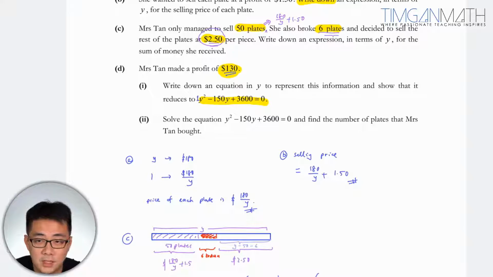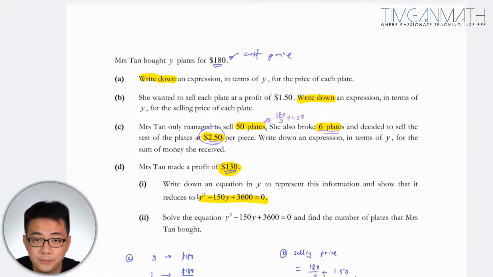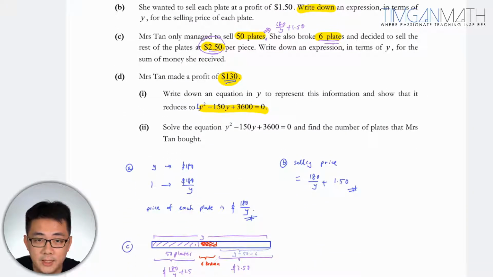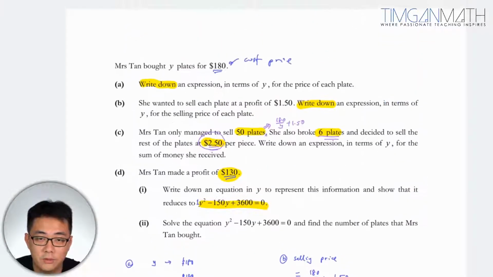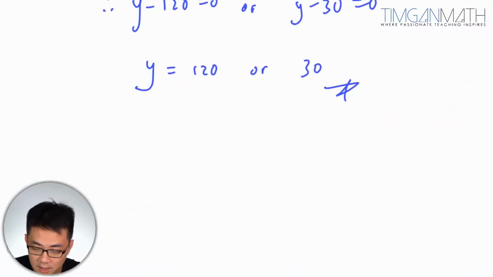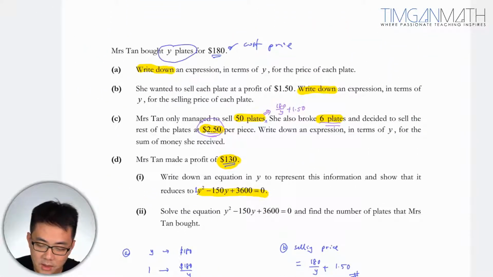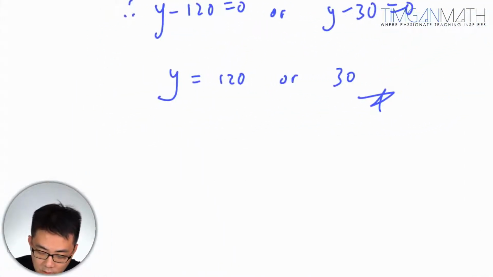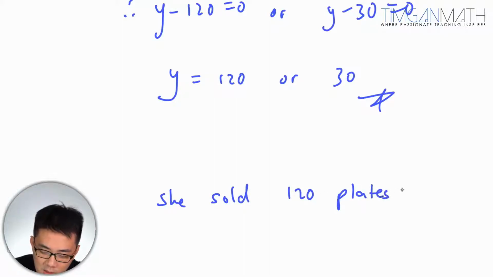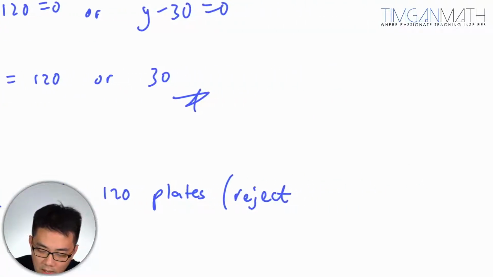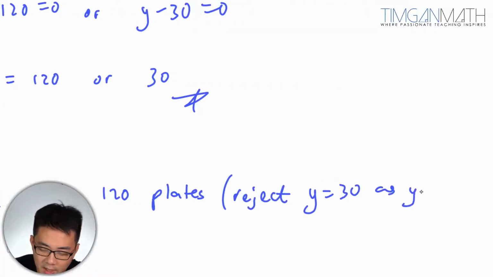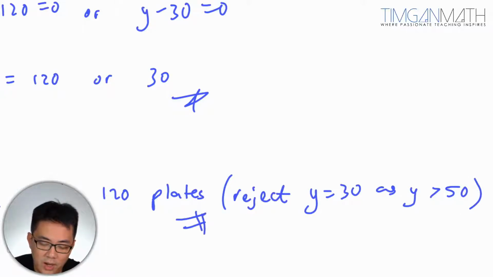Now find the number of plates that Mrs. Tan bought. If you look carefully at the whole question's flow, you need to reject one answer. y is the number of plates she bought, but because she managed to sell 50 plates at the first selling price she set, you need to reject y equals 30, as y has to be bigger than 50. So you have to pick 120.